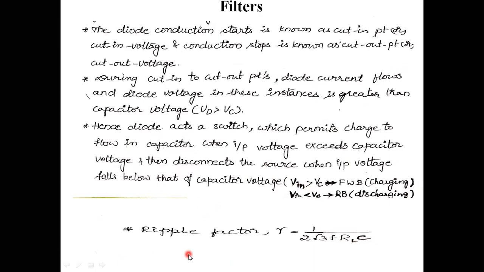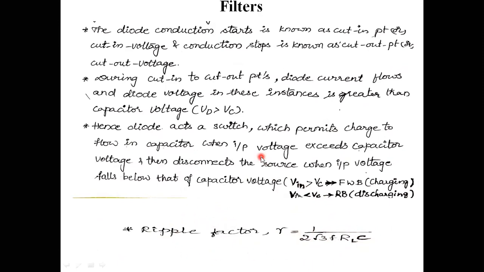And the ripple factor for this half wave rectifier is given by gamma equal to 1 by 2 root 3 f R_L C. We are going to derive this formula in the subsequent classes, with respect to the half wave rectifier and the bridge rectifier. Don't worry about this final term. I have just shown the ripple factor here in order to memorize this term.